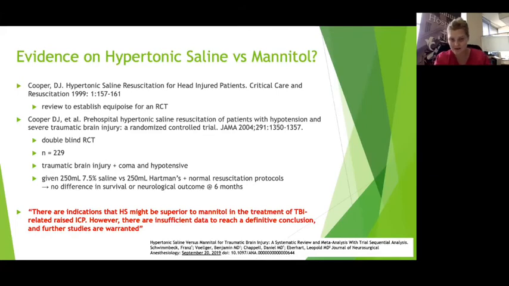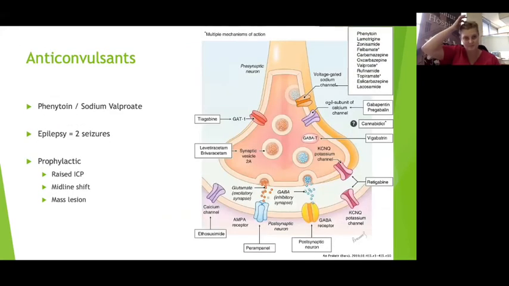But that being said, I've highlighted in red the line here from the article that I've left here for you guys as reference. There are indications that hypertonic saline might be superior to mannitol in the treatment of traumatic brain injury-related raised ICP. However, there is still insufficient data to reach a definitive conclusion. So it'll be very interesting to see what comes out in the newest edition of the Brain Trauma Foundation guidelines in terms of this ever so debated hypertonic saline versus mannitol.